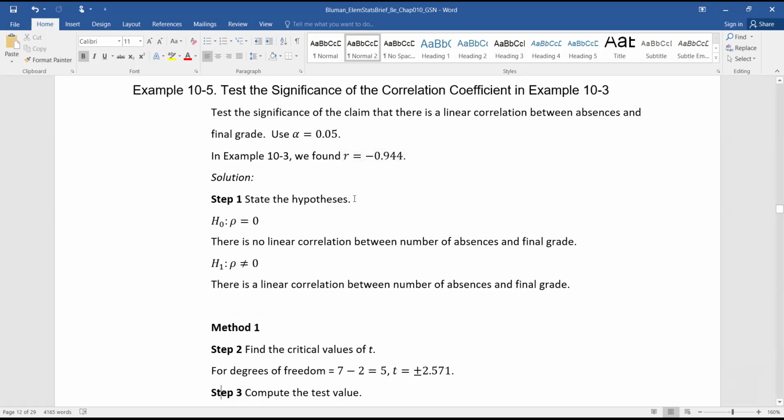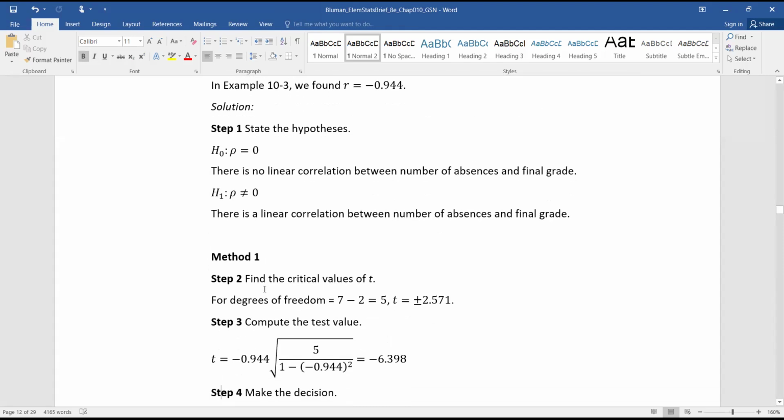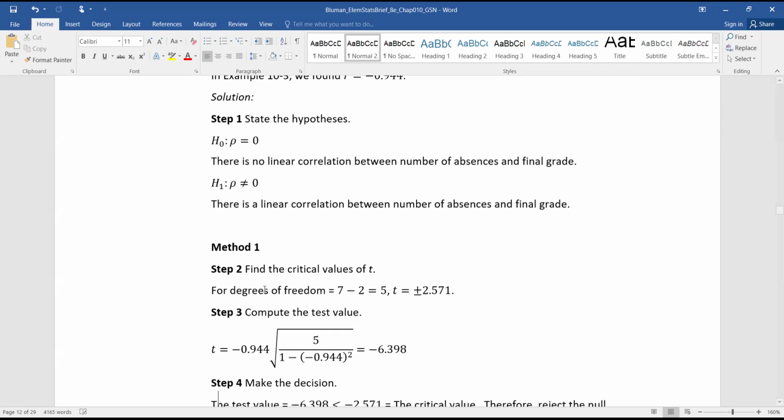And you can see that we first state the hypothesis. So we're saying that rho is equal to 0, which simply states, almost every single time, there is no linear correlation between the number of absences and final grades. And then our alternate hypothesis basically states it's not equal to 0, and there is a linear correlation between the number of absences and final grades. So that's going to be pretty much your hypothesis every single time. It's going to be there is no, and then there is a linear correlation between blah and blah.